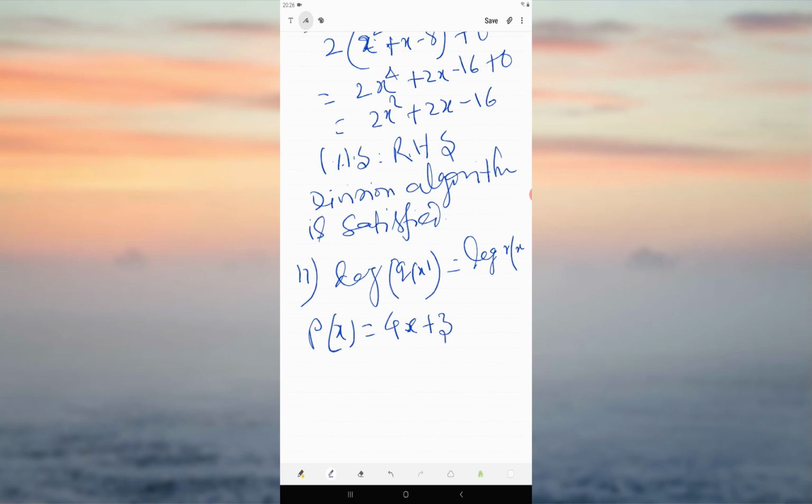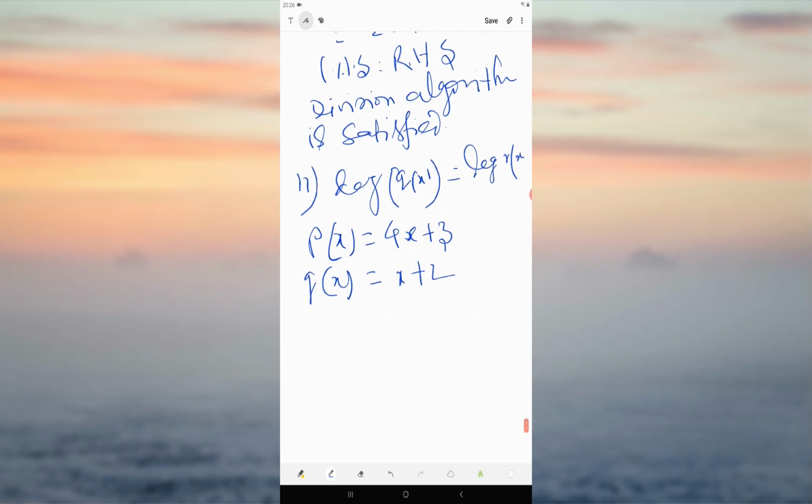Okay, and the divisor, g(x), is x plus 2. So if we divide this, what will we get? x plus 2 into 4x plus 3.